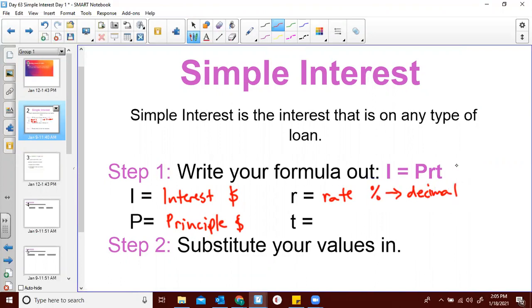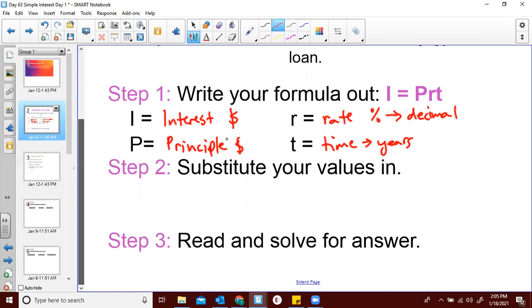And last but not least is time. It is very important that you note that time is going to be in years. So if they give you 6 months, that would be half a year, right? Then all we have to do is substitute all of the information that we get from the questions into our formula, and then we'll get our answer.